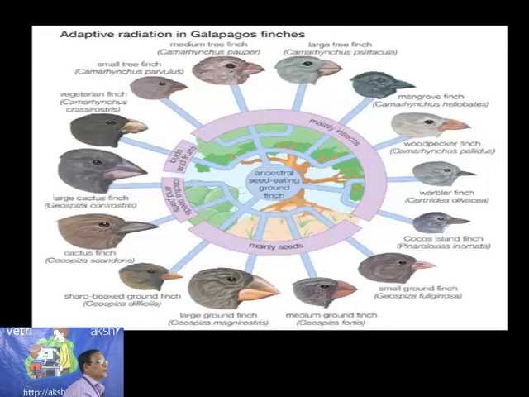Here is a colorful picture of many species. From the ancestral nut eater or seed eater, we have developed mainly insect eaters, then mainly seed eaters, and also bud and fruit eaters, and also those feeding on cactus and seeds. So in all cases the modification is, first, with reference to the beak.